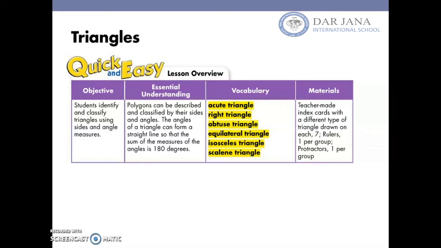Polygons can be described and classified by their sides and angles, including triangles. The angles of a triangle can form a straight line so that the sum of the measure of the angles is 180 degrees.